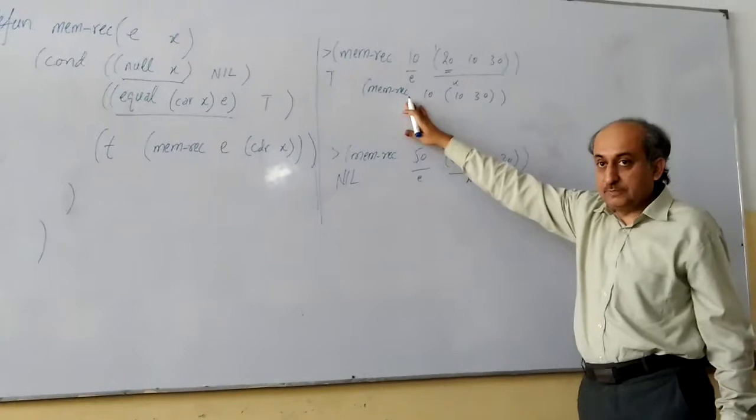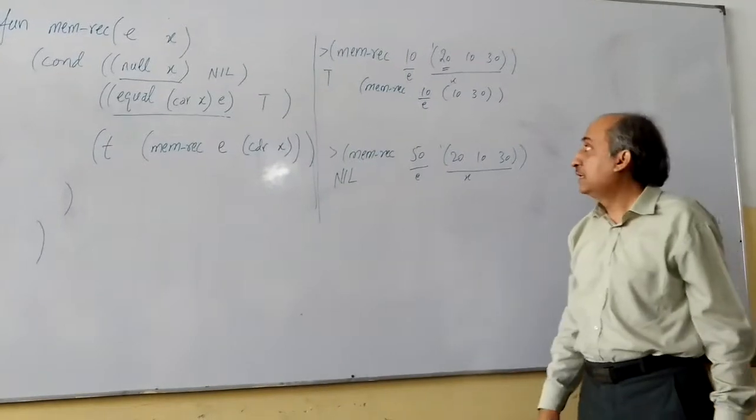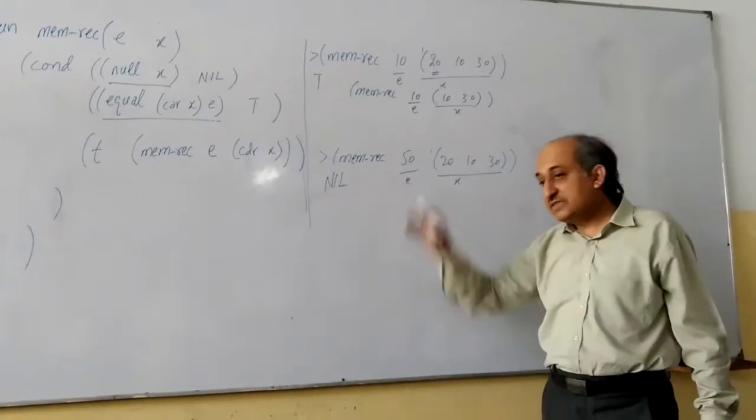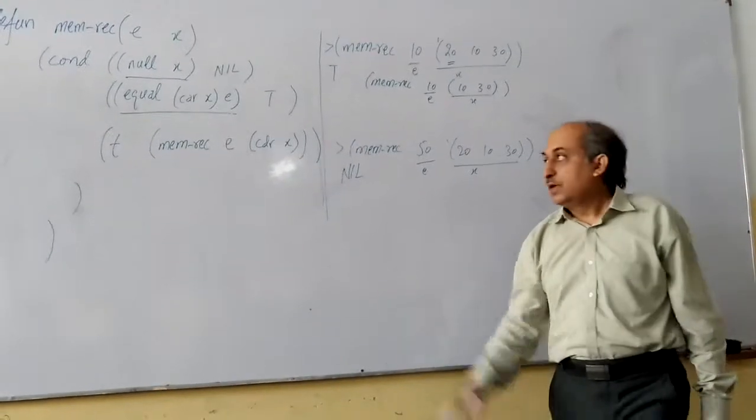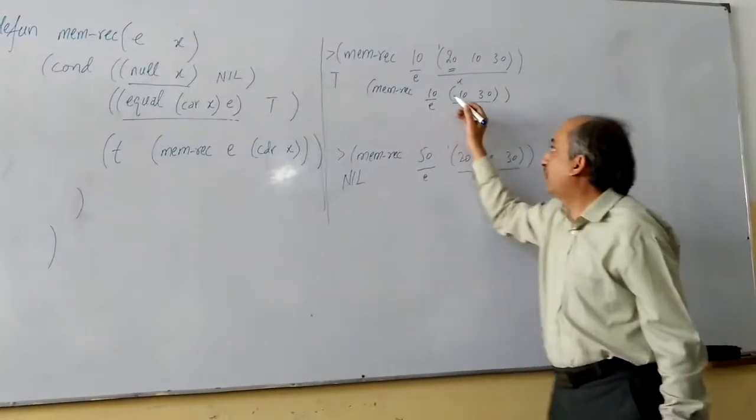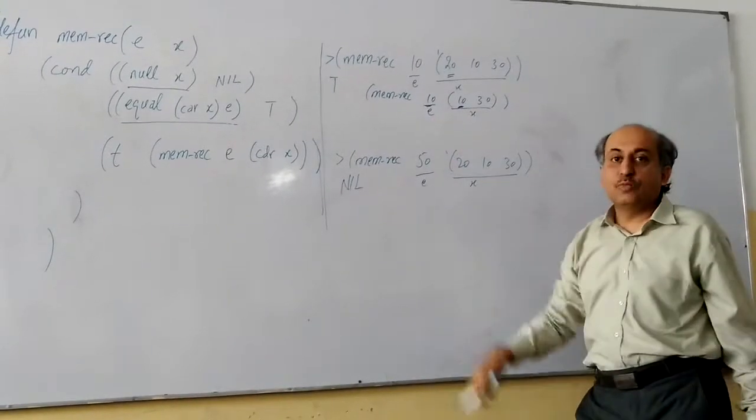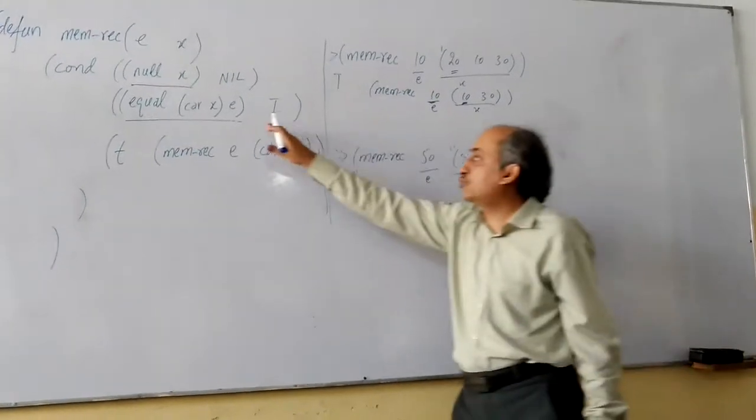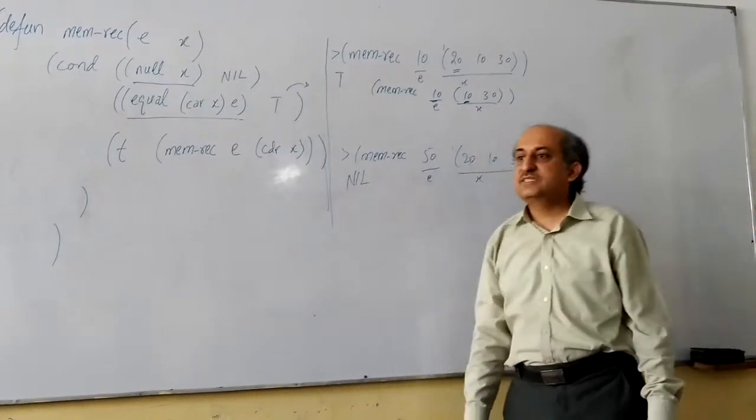Now, in this function call, again the call will match with the header line of the function definition. The first argument, 10, will be passed to E, and the second argument, 10 and 30, will be passed to x. Now, with these values of E and x, the code of the function will be executed. First clause condition: is x an empty list? No. Is car of x equal to E? Yes, it is 10 and E is also 10. So both these values are matching, the equal function will return true, and the control will go to the then part of the second clause.